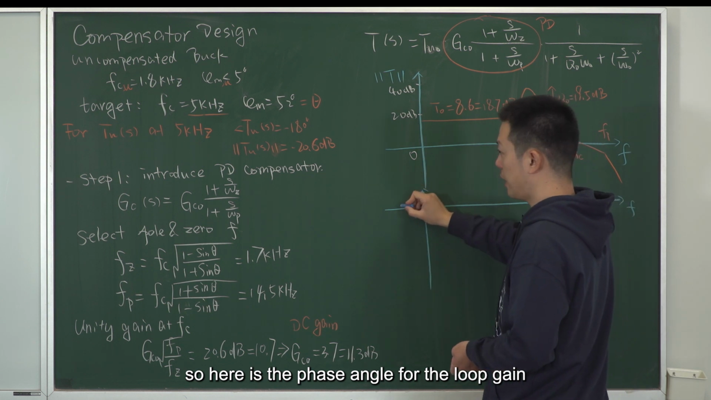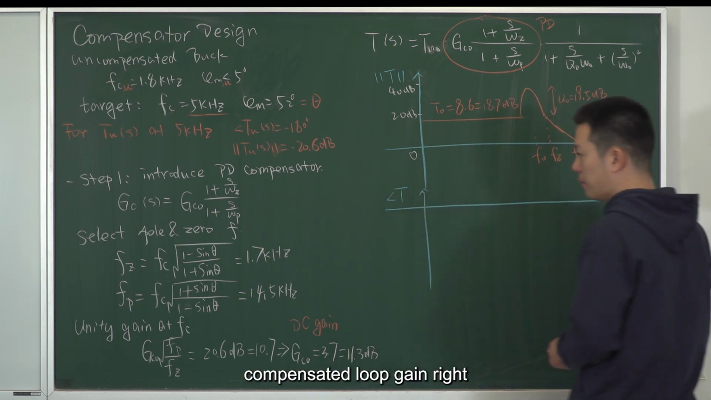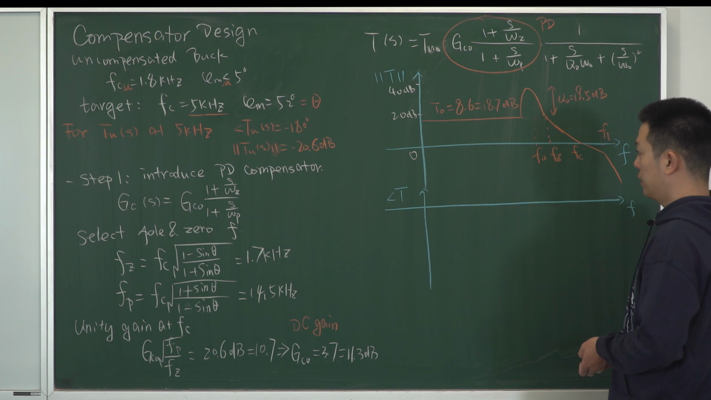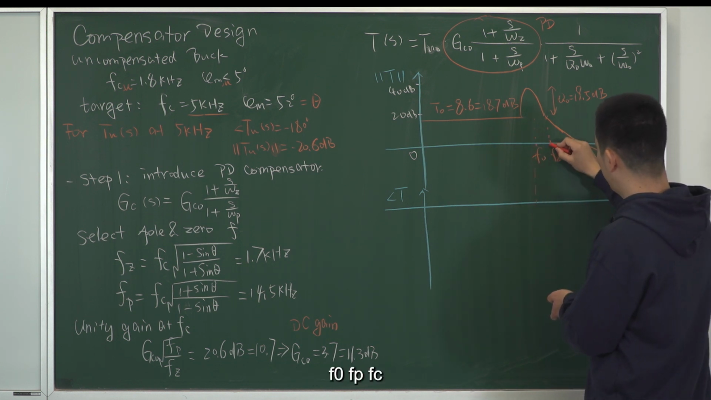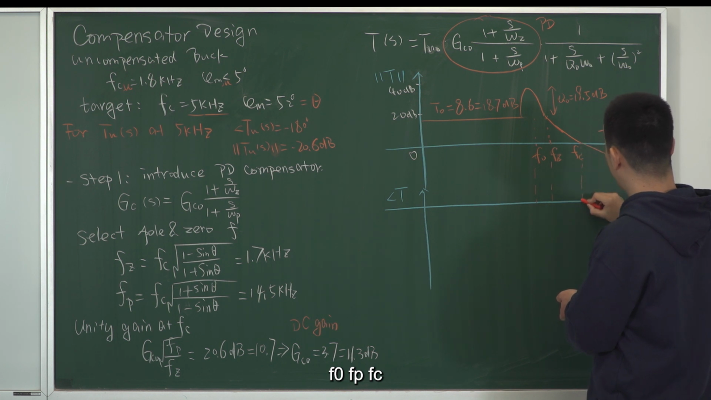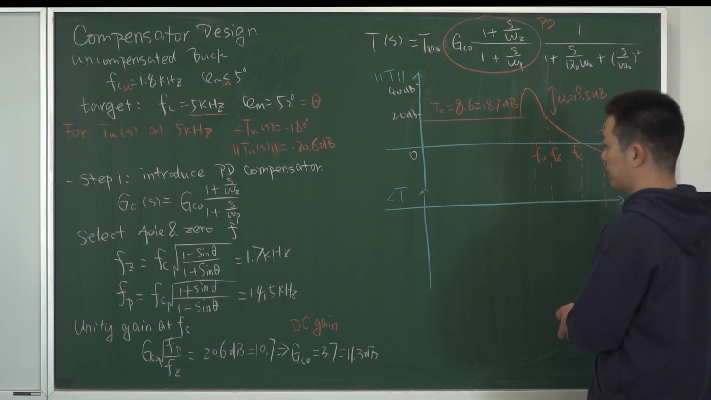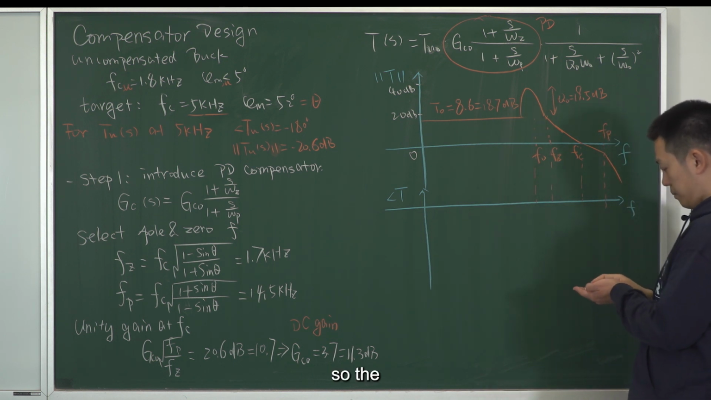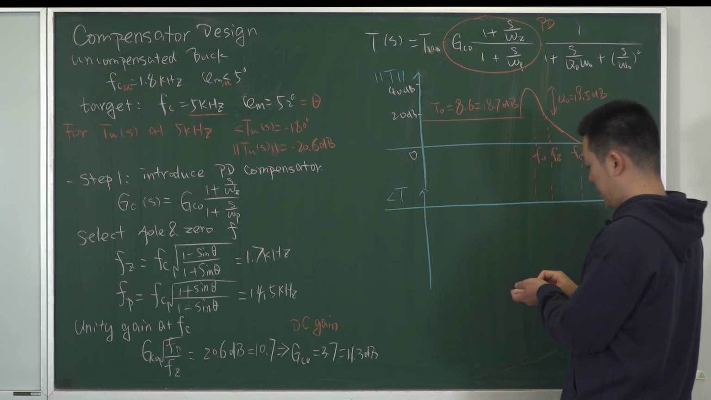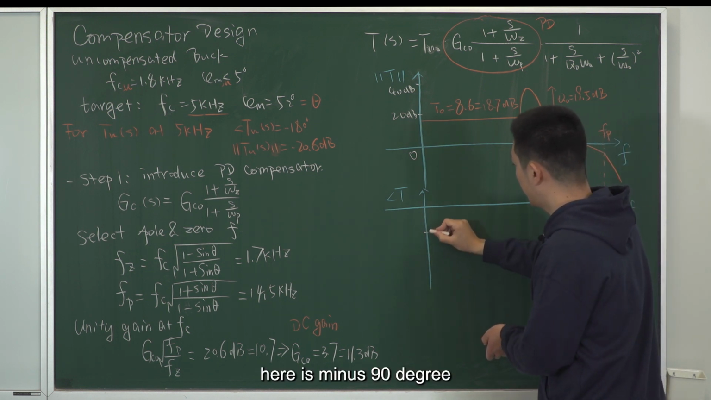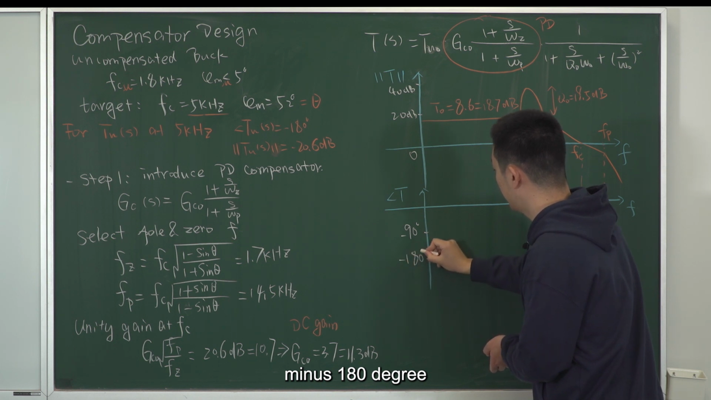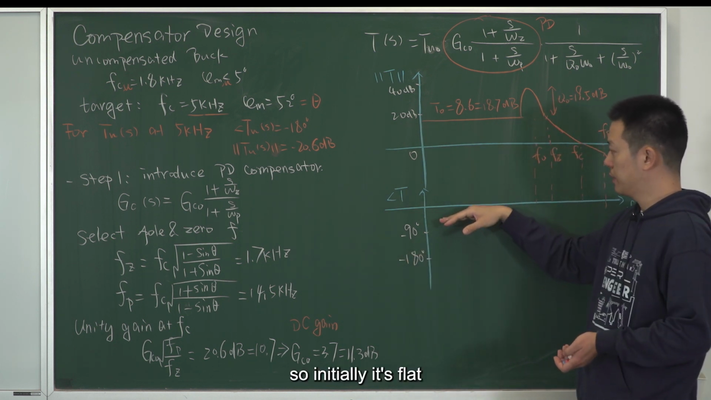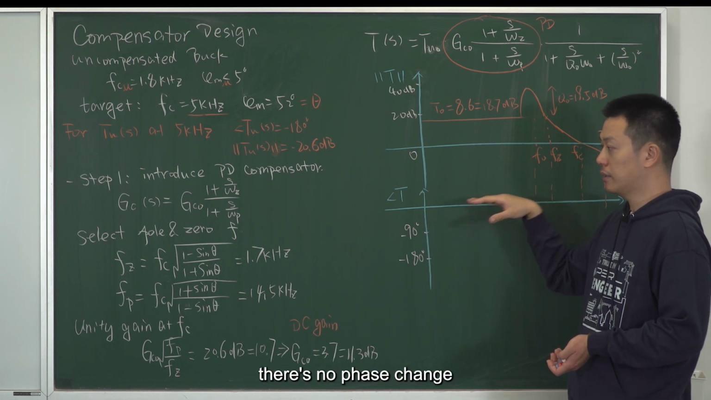So here is the phase angle for the compensated loop gain, right? So we extend those key frequencies, the F0, Fz, Fc, Fp. So the phase plot will be, or again we mark, here is minus 90 degree, minus 180 degree. So initially it's flat, there's no phase change.